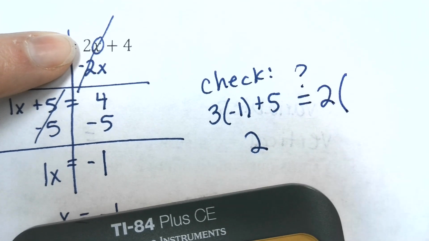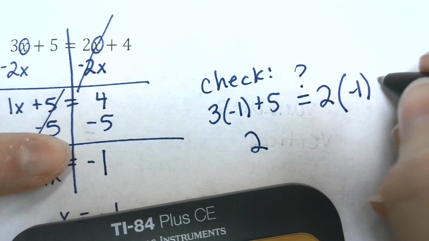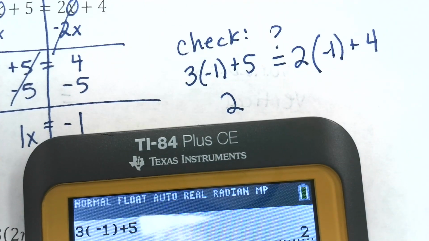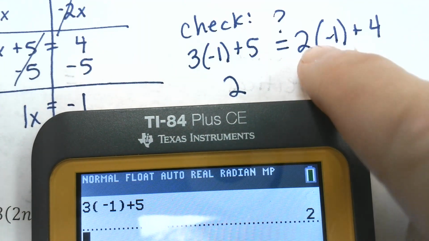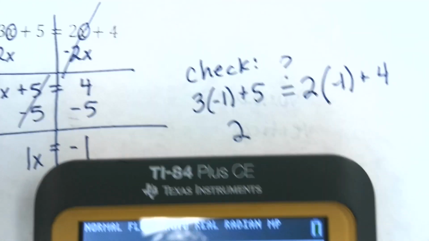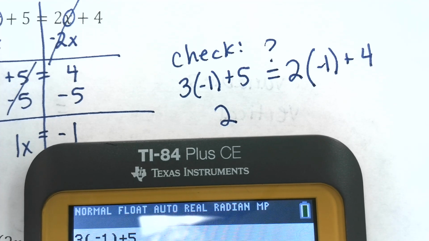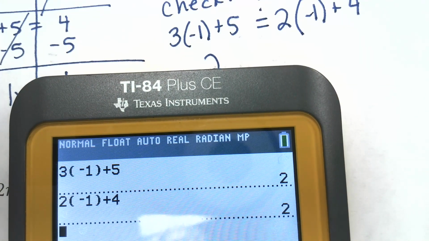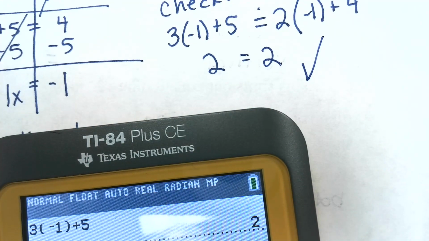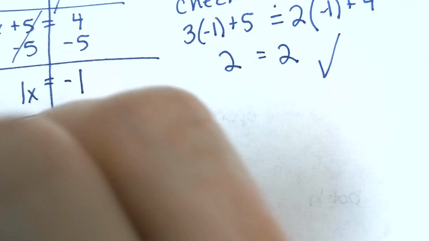2 times, what's x? Negative 1 plus 4. I'm just getting this directly from our original equation and putting in what we got for x. So 2 parentheses, negative 1 plus 4. It also equals 2. So that tells me that we did it correctly. We just checked it. So now we can put a box around our answer.